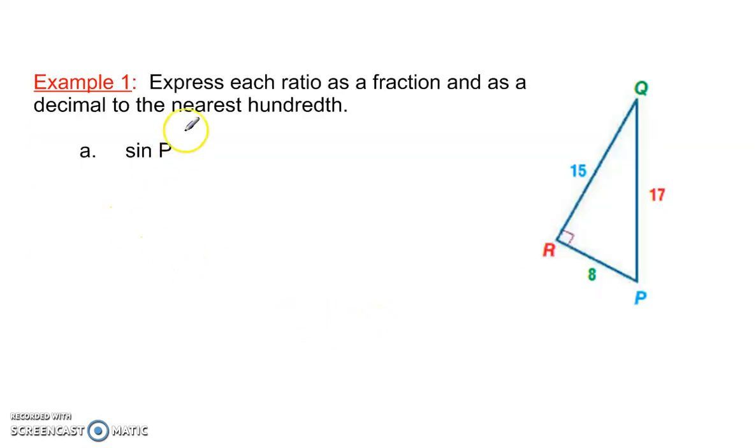Alright. Let's use this. We want to express each ratio as a fraction and as a decimal to the nearest hundredth. So we want to find sine P of this angle. Sine, remember sohcahtoa, S-O-H, opposite to hypotenuse. The opposite here is 15 to hypotenuse is 17. So 15 to 17, that's our ratio, and if we divide those, we get approximately 0.88.